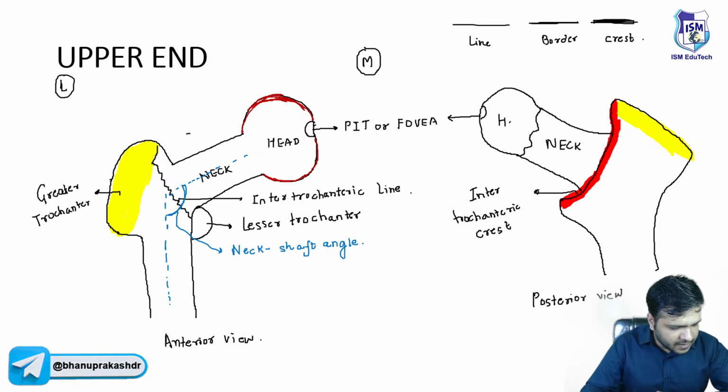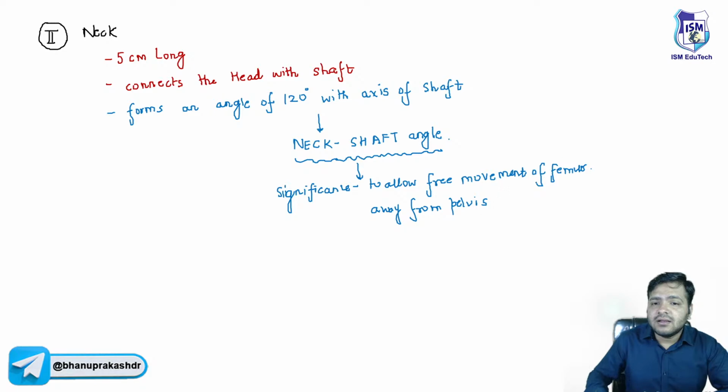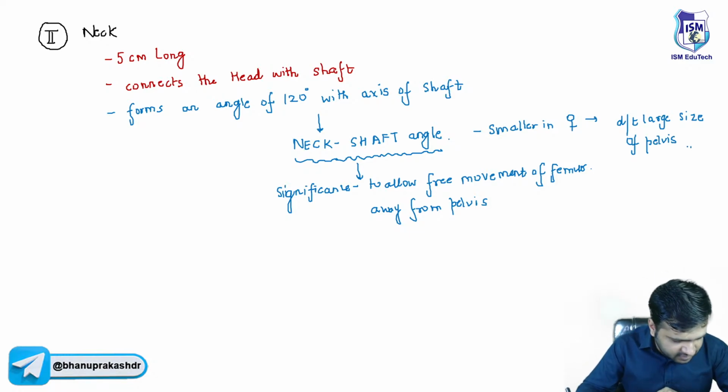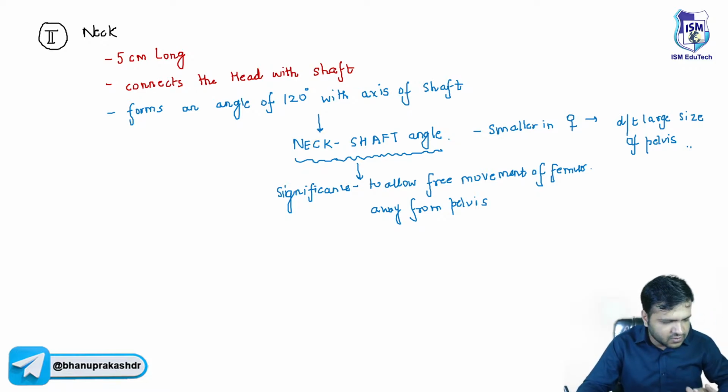Apart from that, this neck shaft angle, beta, is actually smaller in females. This is the sign of female. And remember, why is it smaller in females? Due to the large size of the pelvis. DT means due to the large size of the pelvis. Is it clear to everyone? Okay, let's go.